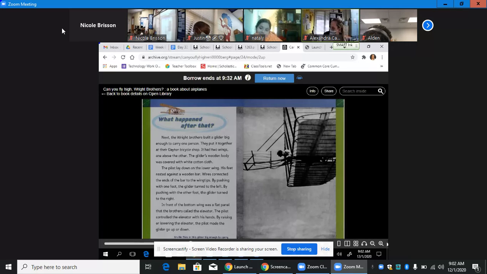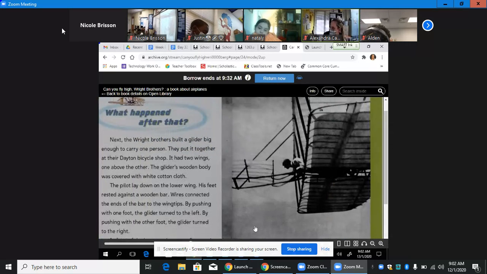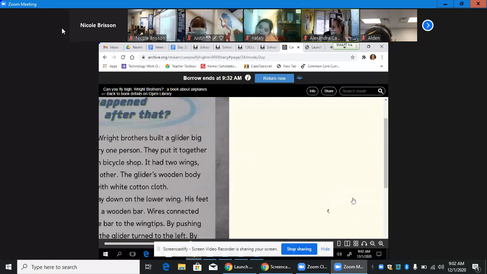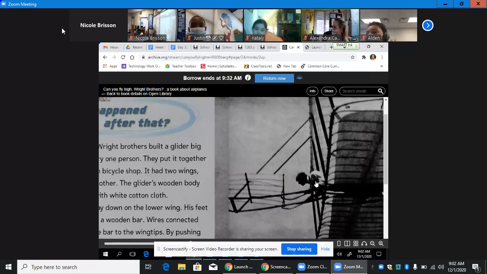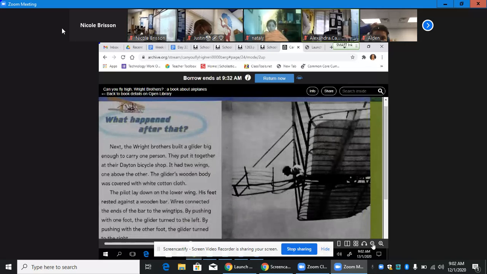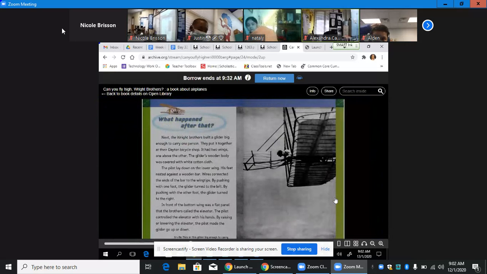Is this an illustration or a photograph? This is an actual photograph. I don't see him laying down. He is right here. Do you guys see? My friends at home, do you see? So he's laying, he's steering, here's his hands, and then you can't see his feet, but they're over here. So he's steering up and down with his hands. He's steering left and right with his feet. And he is up high in the air.